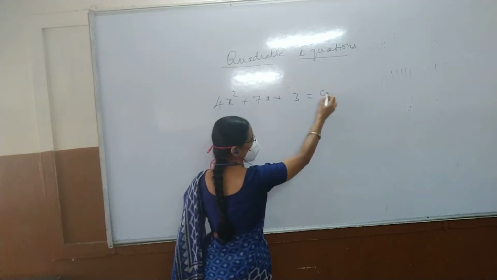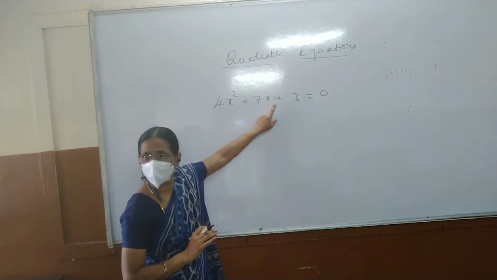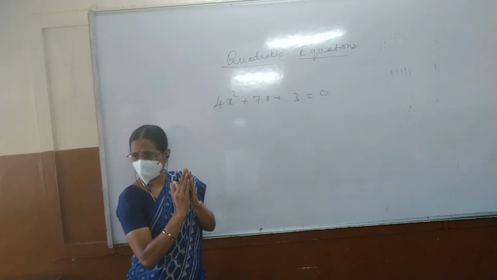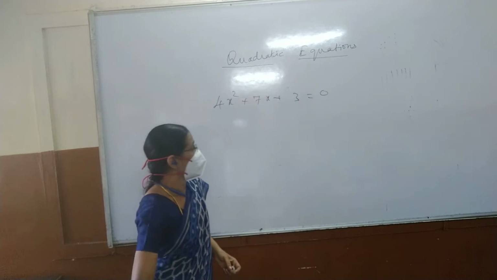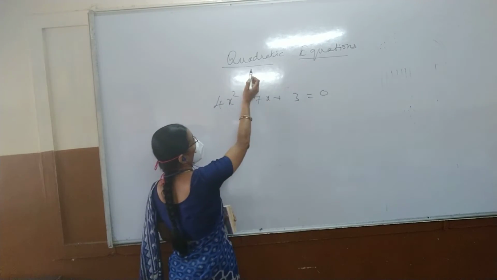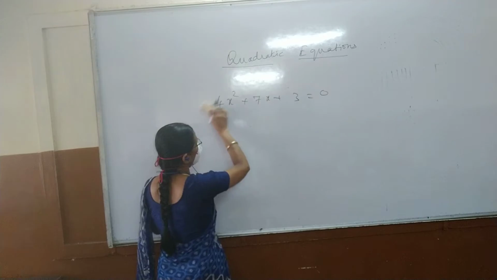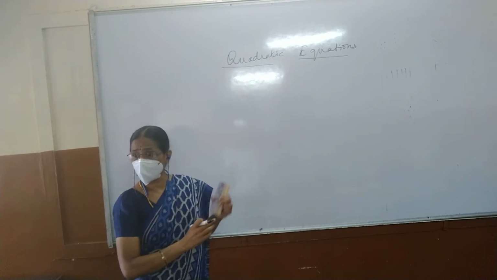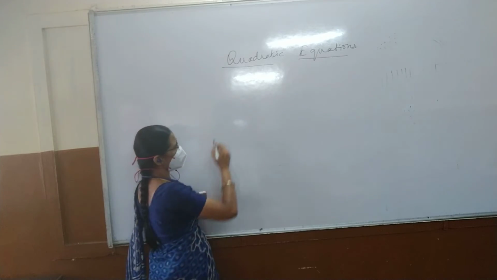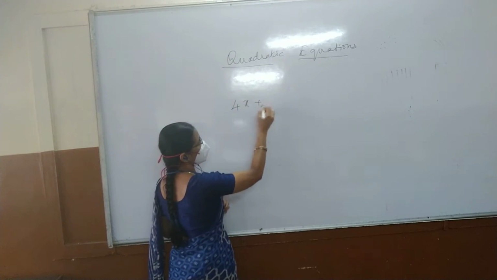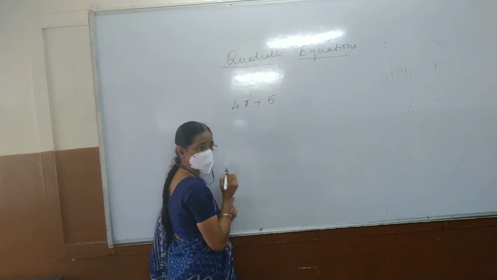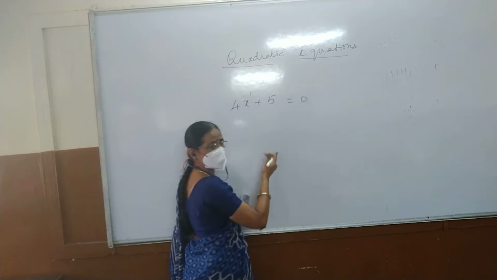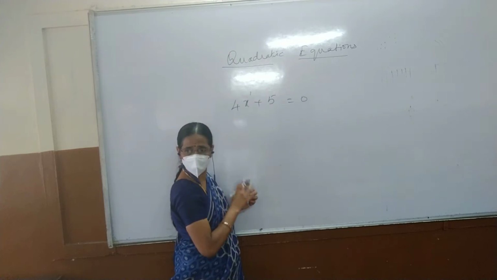Whereas if I take it is equal to 0, it is converted into what? Into an equation. So for an equation, remember, the equal sign should be there. Here we are going to learn about quadratic equations. We know the meaning of linear, quadratic, cubic. What do you mean by linear? If the degree of any polynomial is 1, we call it linear. If I take it equal to 0, it is a linear equation.